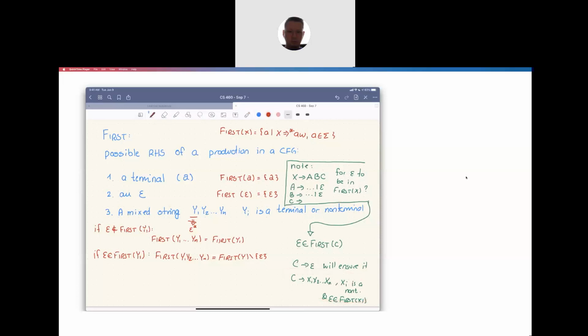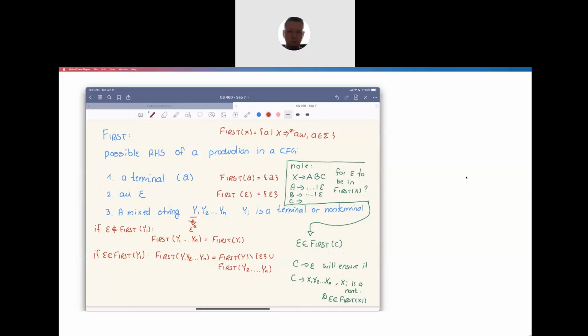So if... Where were we? So we're going to have to draw out the epsilon here, because I don't know that this entire thing has an epsilon in it, because it only has an epsilon in it if every single one of them can turn into epsilon, and we don't know that yet. So it's equal to that, but we need to add a little bit more. We also need to add the first of y2 dot dot dot yn.